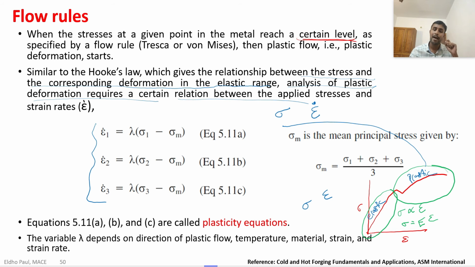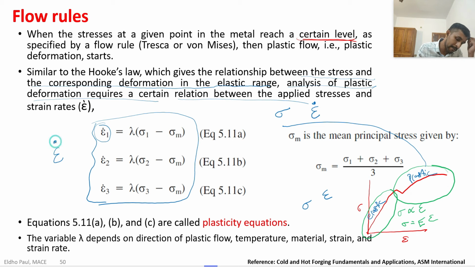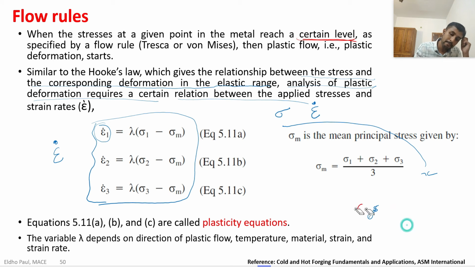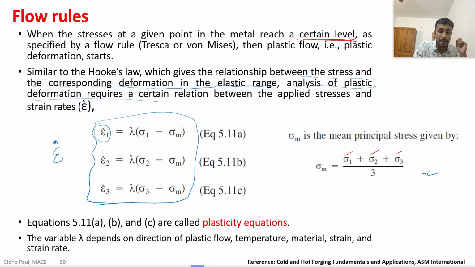In the plastic region, the relationship between stress and strain rate is expressed by these 3 equations. We represent strain rate with epsilon dot. The strain rate in one direction is equal to lambda into sigma 1 minus sigma m, where sigma m is the mean stress. Sigma 1, sigma 2, sigma 3 are the principal stress values, and the mean stress is equal to sigma 1 plus sigma 2 plus sigma 3 by 3. So lambda into sigma 1 minus sigma m is the strain rate in the plastic region.